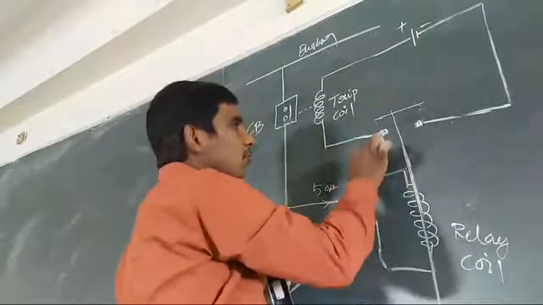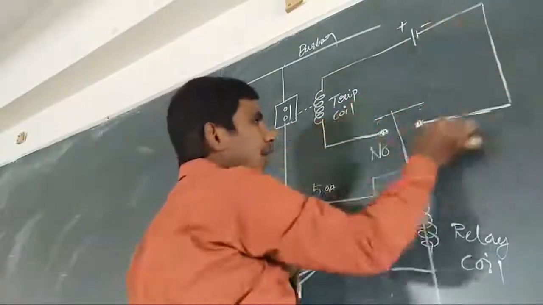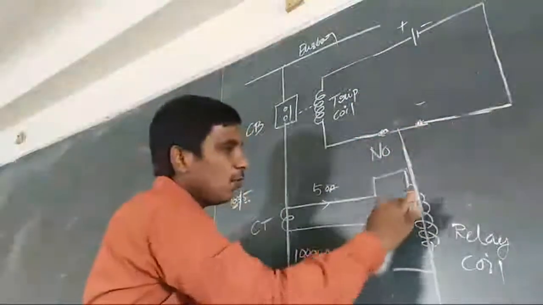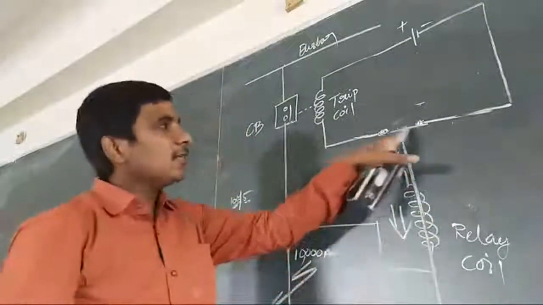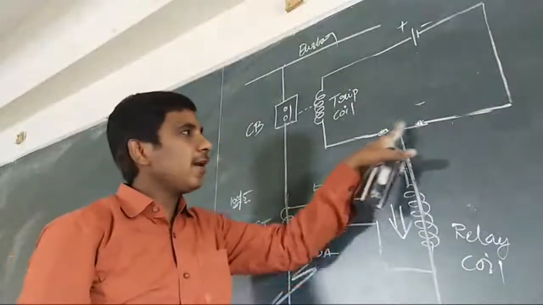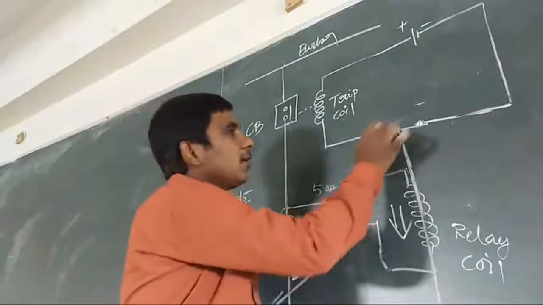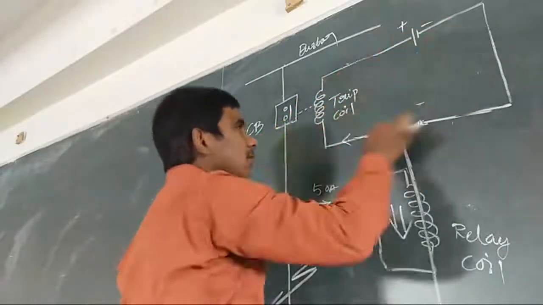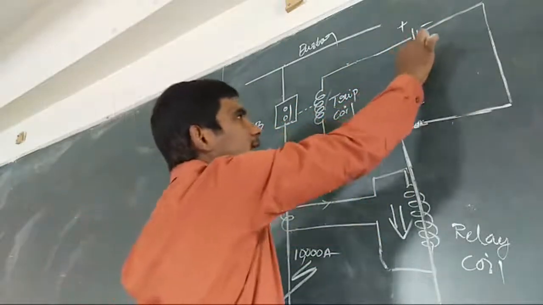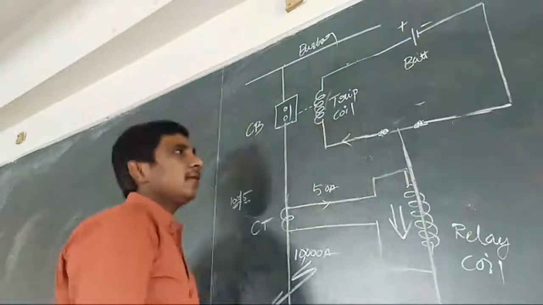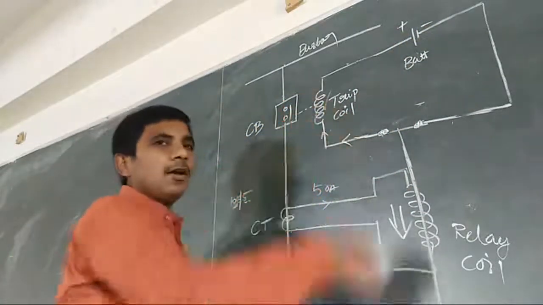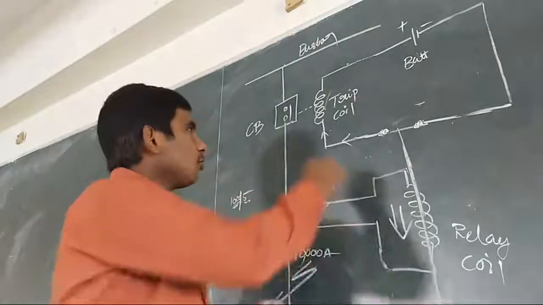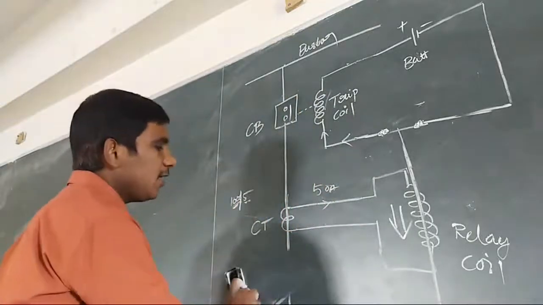When the plunger is in the normally open condition, minus is not connected. Whenever plus is connected and minus also connected, due to the downward movement of the plunger, these two contacts will be closed. Now it becomes closed and a current will flow from plus to minus due to the battery. Due to the battery, a current will flow in this trip coil. Whenever current flows due to the battery, the circuit breaker suddenly opens. The circuit breaker breaks, hence the fault will be isolated.